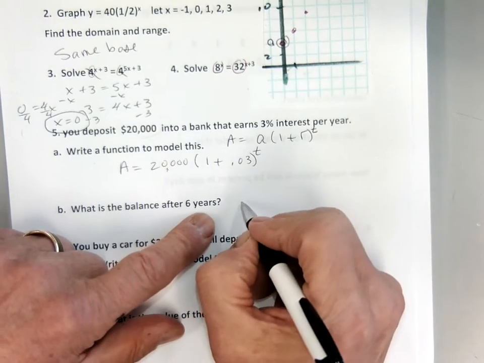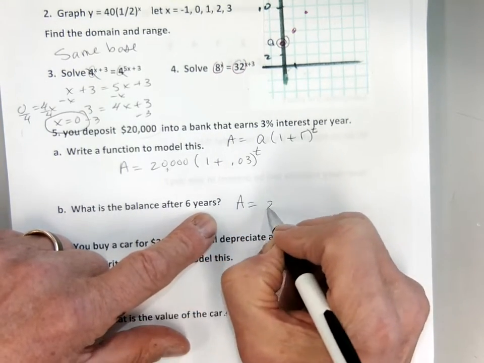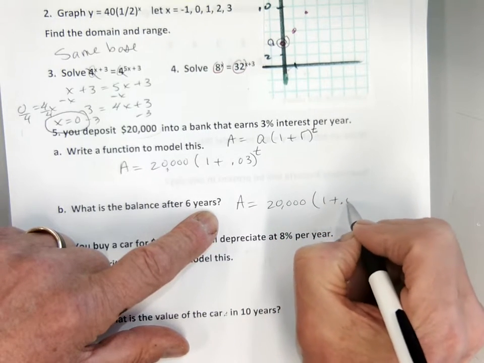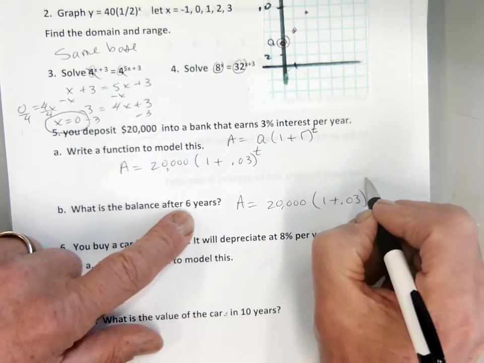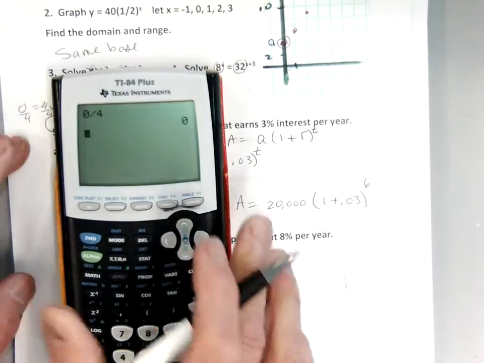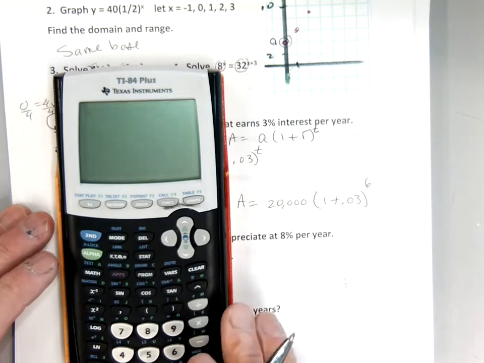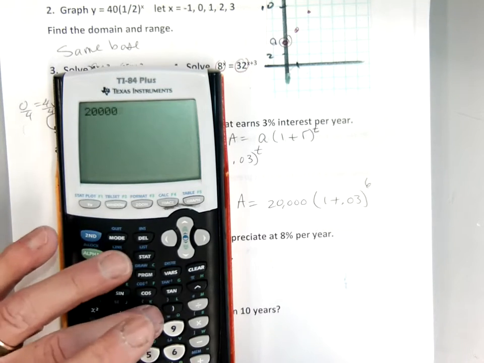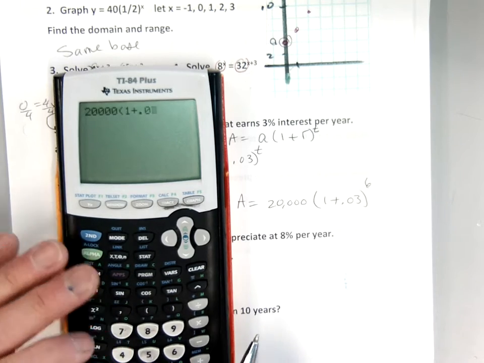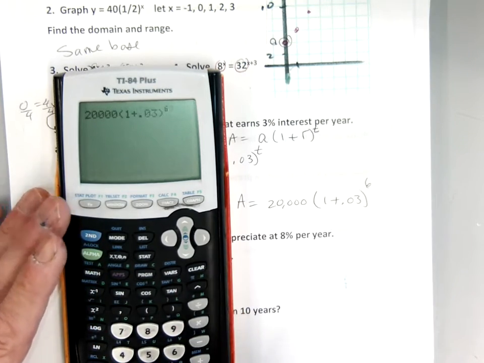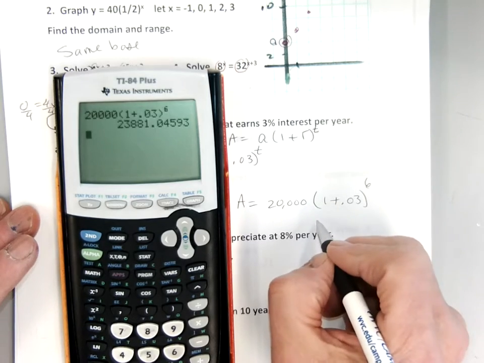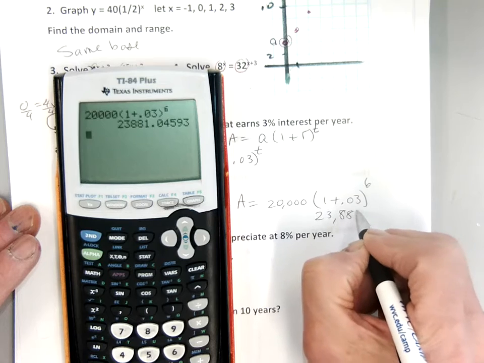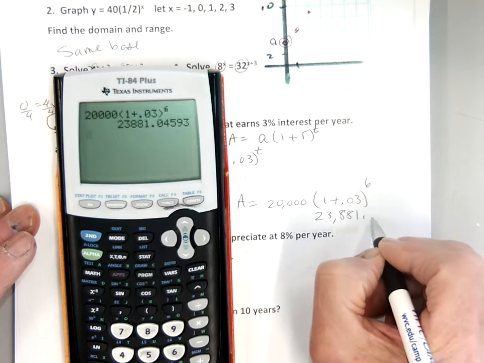And then what's the balance after 6 years? Well, my amount after 6 years will be 20,000 times 1 plus 0.03 to the 6th power. I'm just going to use my calculator. Make sure you can do this. No phones tomorrow, but you can use my calculators. 1 plus 0.03 to the power of 6. And after 6 years, I got about $23,881 and about 4 or 5 cents.